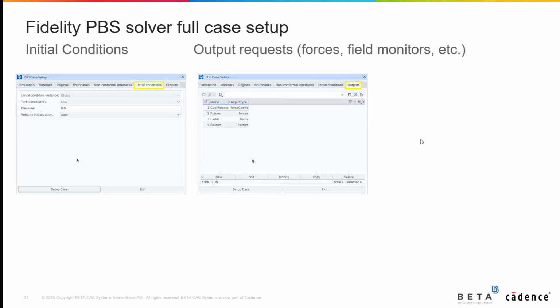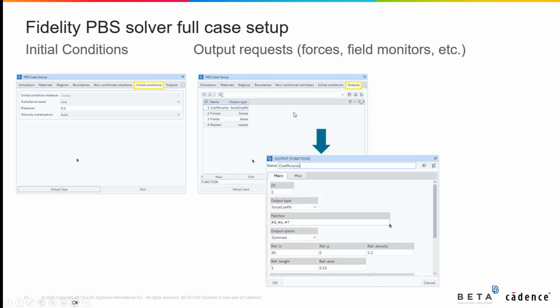The initial conditions can be specified under this tab to initialize the flow field, either with potential flow or with constant values, and finally in the output requests the user can specify what they want to extract from the solver, like forces, coefficients, field monitors and so on. Then the user can press Setup Case and the case will be ready to run.